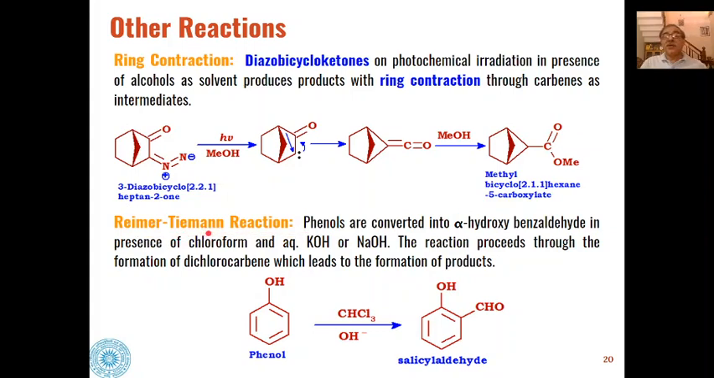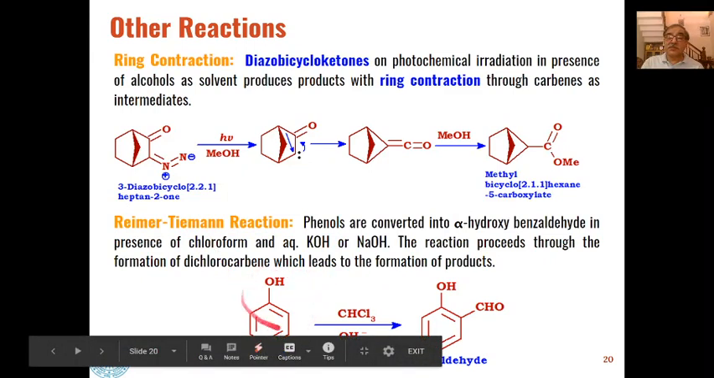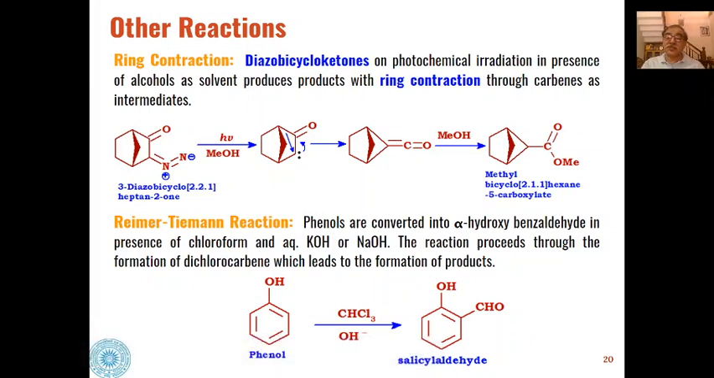Then this is a very common reaction. You have done it many times earlier also, that phenols when reacted with chloroform in the presence of base are converted into salicylaldehyde as the product. So this is a very common reaction which is used since you are in plus 2. So I am not going to repeat what is the mechanism of this reaction.